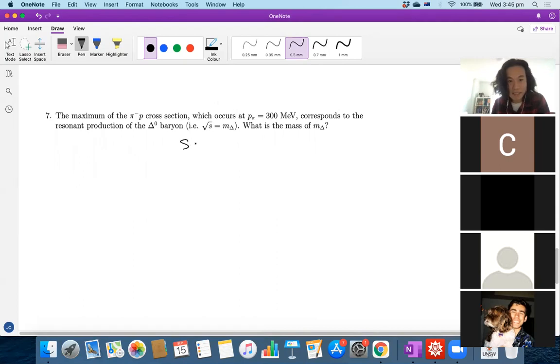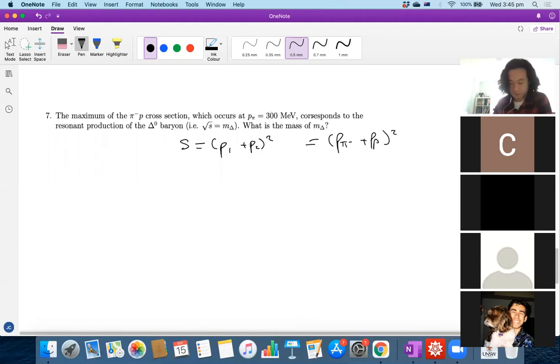So remember that s is equal to (p1 plus p2) squared. In this case it is (p pi minus plus p proton) squared. So it's the center of mass momentum of these two added together. When the square root of this is equal to the mass of the particle that you want to produce, you manage to produce it resonantly.